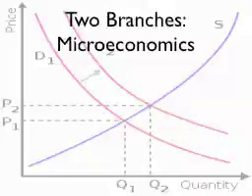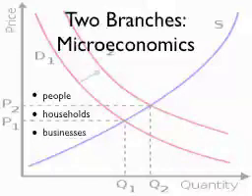Within economics, there are two main branches. The first branch of economics is known as microeconomics, and we will spend the first part of our course studying microeconomics. Microeconomics looks at and analyzes decision-making at an individual level. That could be individual people, individual households, or even individual businesses and the choices that those individuals make. That's microeconomics.